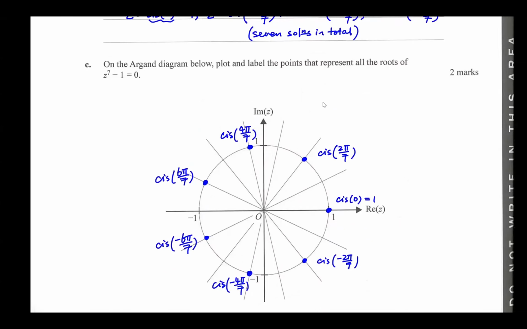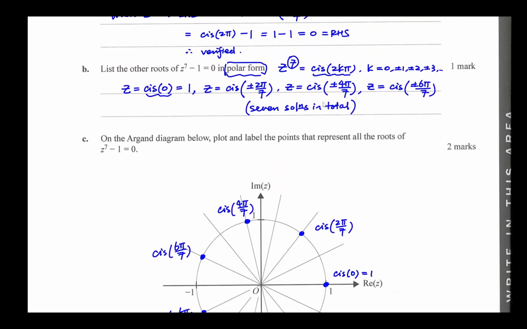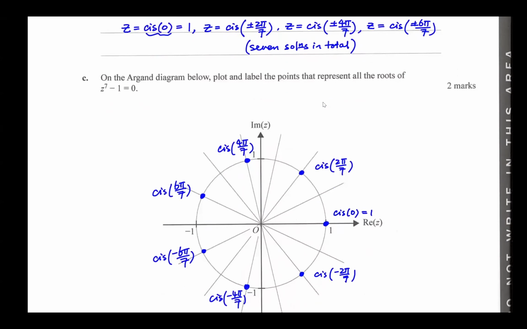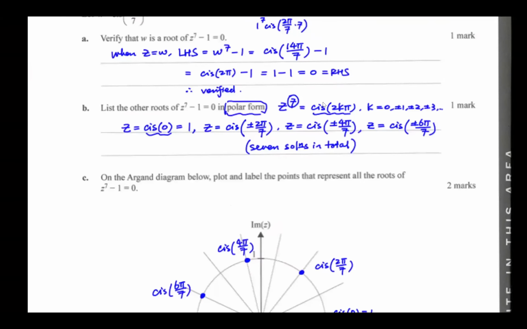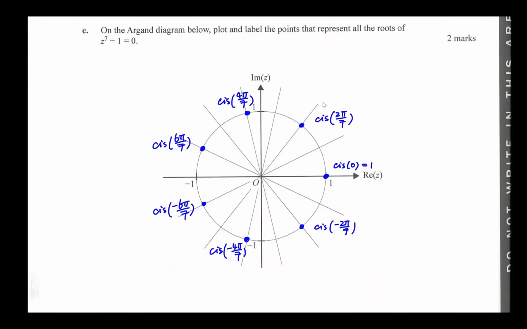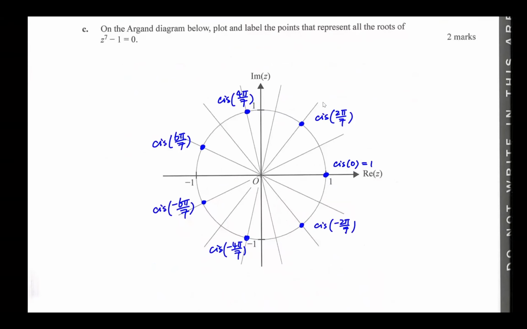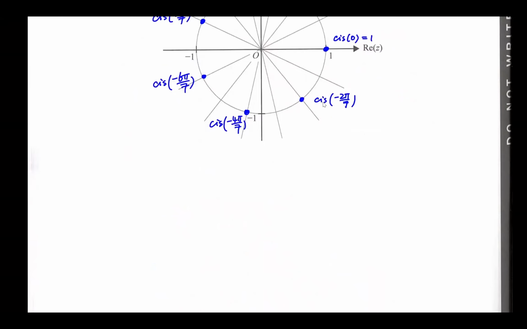And in my labeling for part C and part B, I'm sticking to the angles within minus pi to pi, the principal values, okay? Be consistent with the angle choices, but the question didn't say it has to be principal arguments. So you may want to write it like, for example, cis 8 pi over 7, cis 12 pi over 7, etc., etc. Okay.